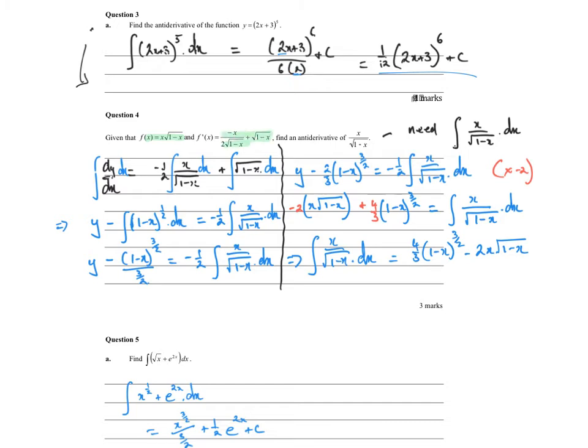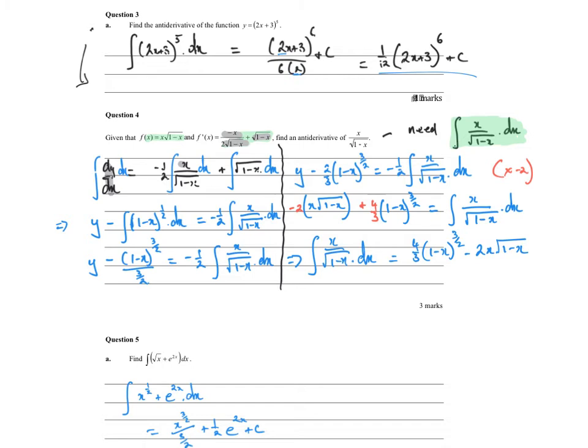So given that information, find an antiderivative of x over the square root of 1 minus x. So this is what I'm looking for. That's what the question's asking me to find. What information do I have? All right, so in black, I do know that dy dx is equal to minus a half of x over 1 minus x, which is this section here, plus the square root of 1 minus x. So that's what the question has told me.